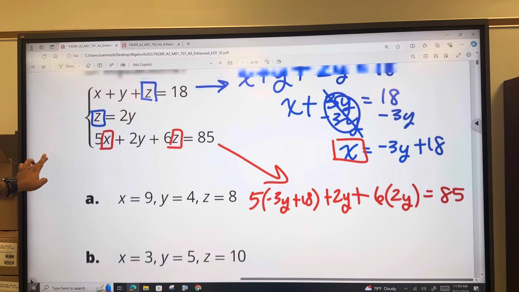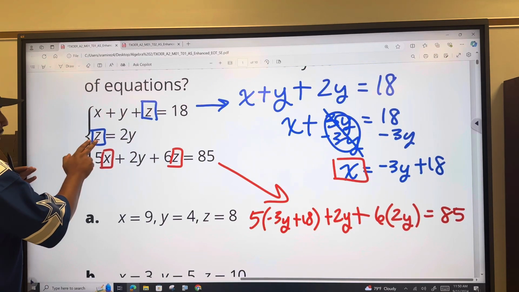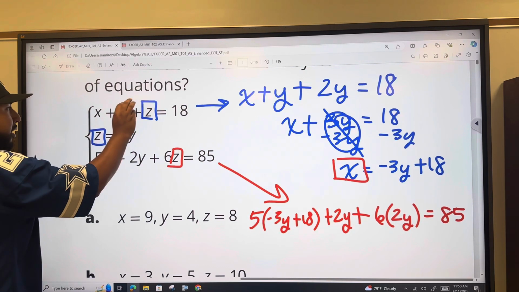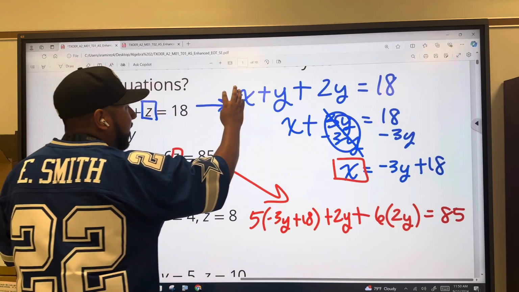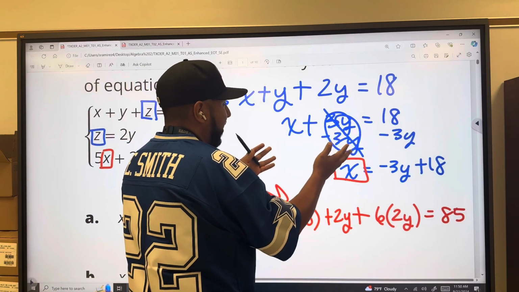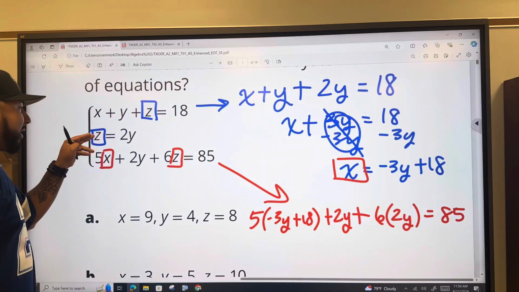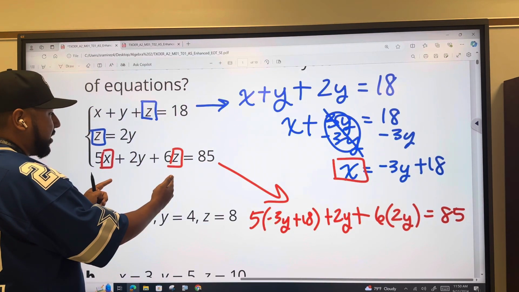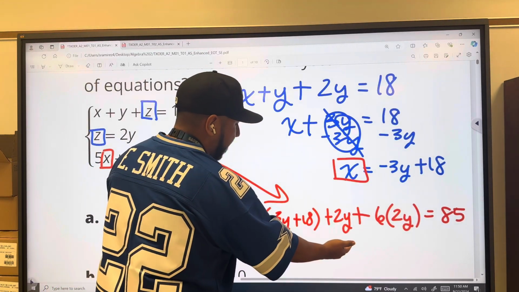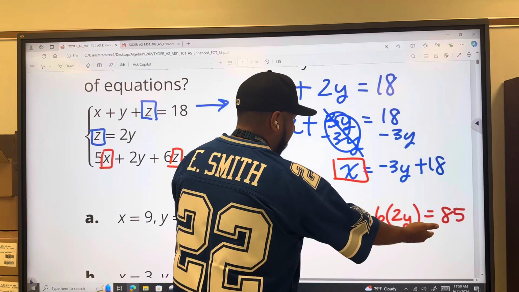Okay, backtrack. First thing was I got my Z, went up to here to figure this out. After figuring it out, I noticed I still have two variables, so I'm going to isolate the X. I see an X, I see a Z. I'm going to substitute into the third equation so that I can solve for this Y, because not all I see are Y's.